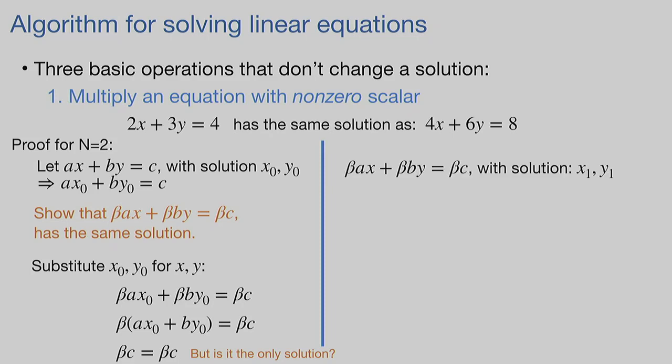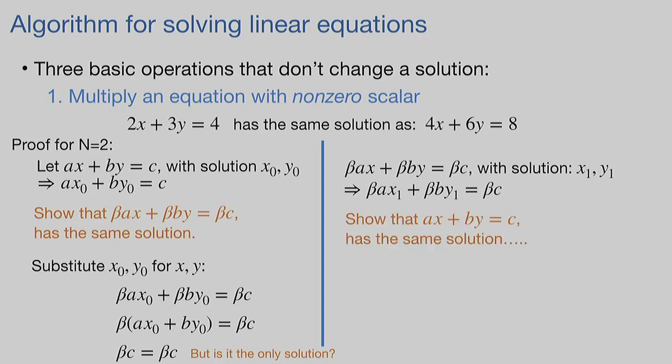Let's start with the other way, where we start with beta ax plus beta by equals beta c. That has one solution. Okay? Let's say x1 and y1 are solutions for the beta times equation. What I want to show now in the reverse is that x1 and y1 is also a solution for ax plus by equals c. If I go backwards, then it goes both ways. There is just one. I didn't create new solutions, and that is always true. Okay? So that's what I know. Now I want to show that ax plus by equals c has the same solution. This one. What do I do?